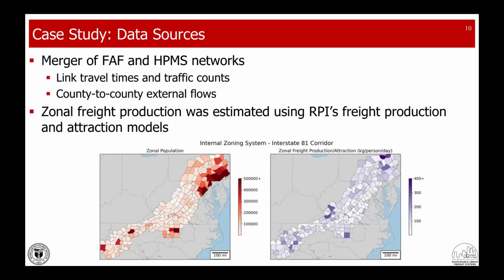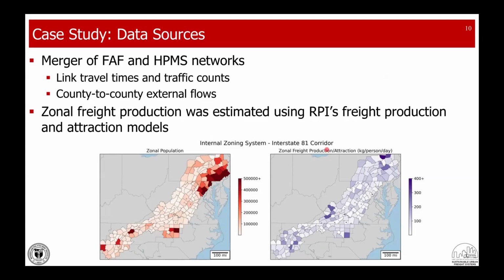As for data, we focus mostly on the FAF and the HPMS. So FAF for anything commodity flow based, and then the HPMS for the traffic counts. These are, for the most part, the same network. We did have to perform some adjustments when some links were considered one-way or two-way, but they were minor things.